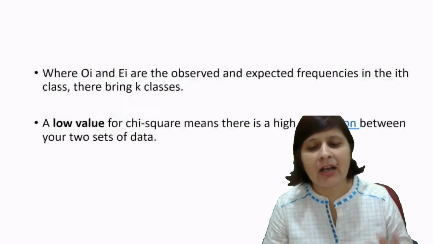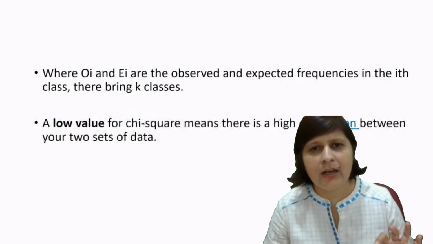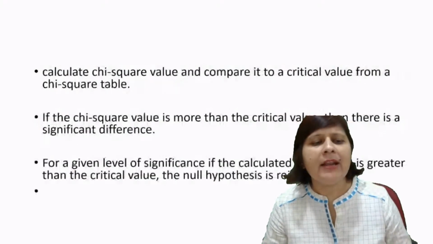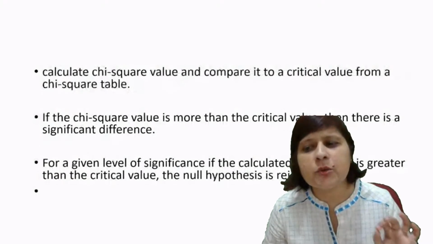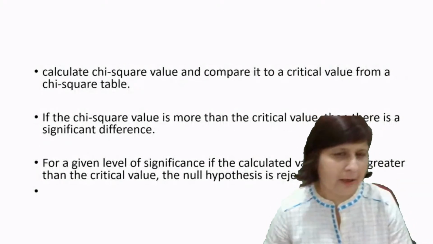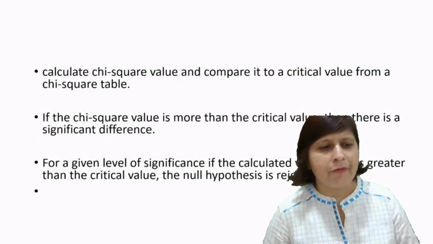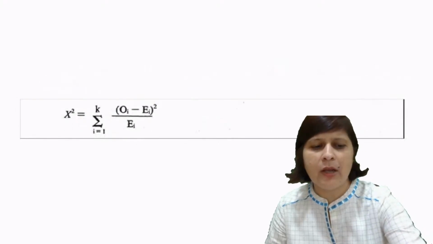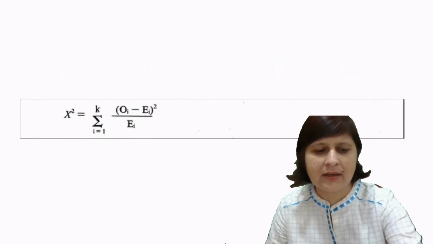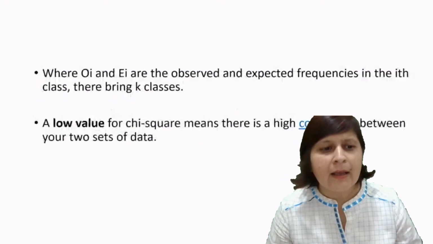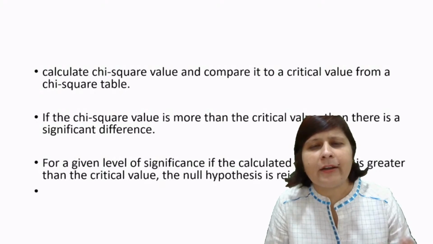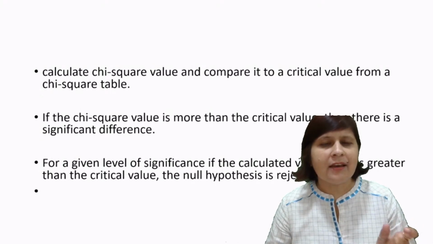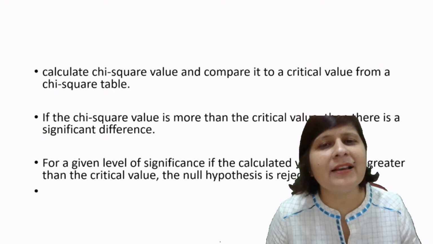The low value of chi-square means that there is a high correlation between your two sets of data. Calculate the chi-square value and compare it to the critical value of the chi-square table. See how to find out the chi-square value. We calculate it using this formula: (OI minus EI) whole square divided by EI, right? Then we compare this chi-square value to a critical value from a chi-square table.